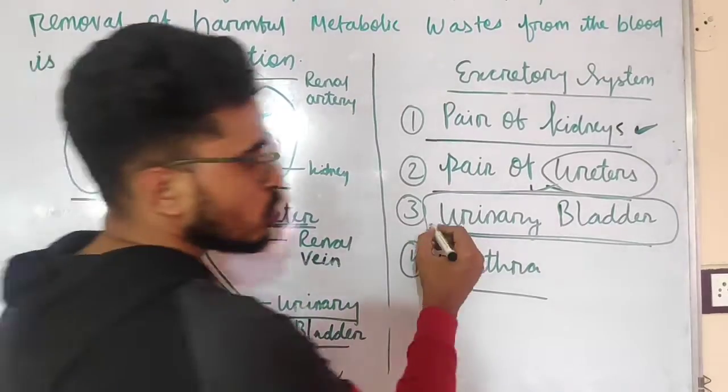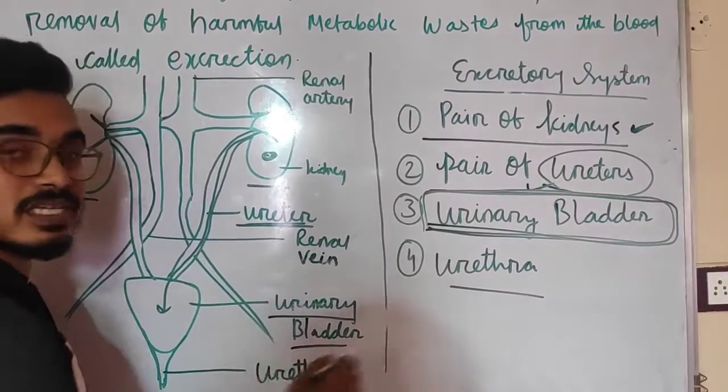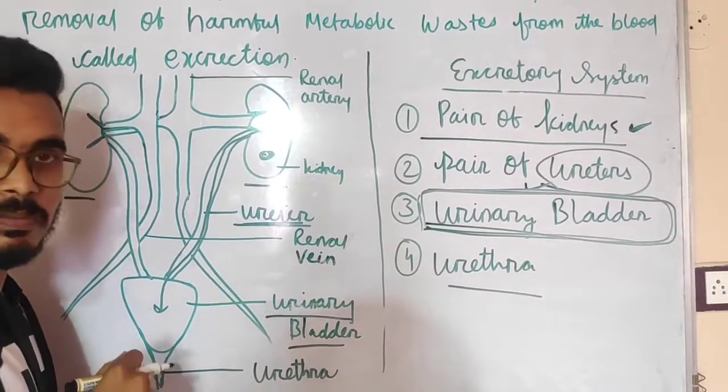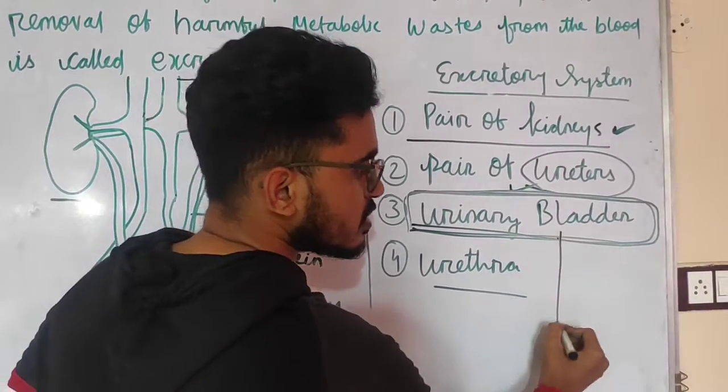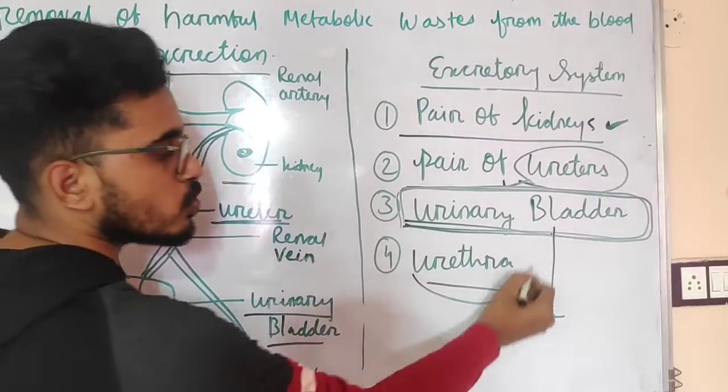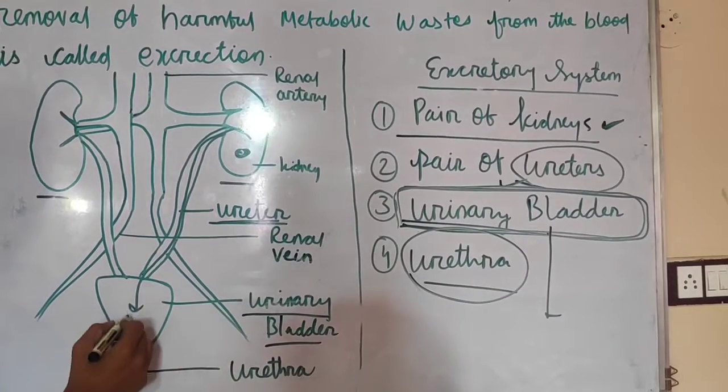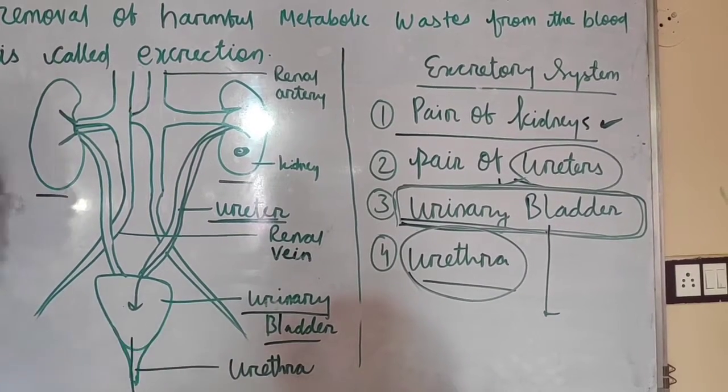So the pressure builds up in the urinary bladder. As a result, urine is released through the urethra.